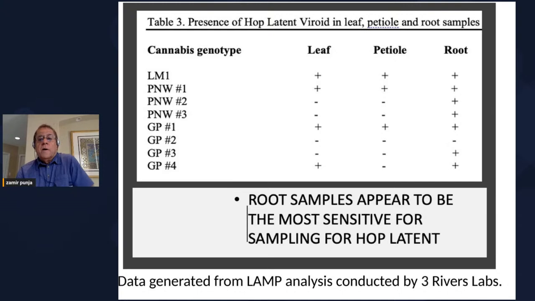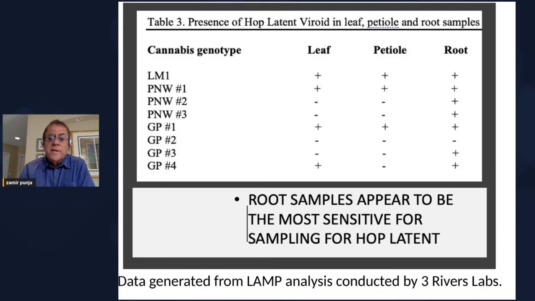So we ran a couple of analyses and we worked with a company out in our area called Three Rivers Lab, and they ran some analyses for us comparing leaf samples, petiole samples, and root samples. And as you can see in all of these samples here on the left, these various genotypes, wherever it was present, it was always found in the roots, but not always in the leaves and not always in the petioles. In other words, the root tissues seem to have a higher affinity or a likelihood of carrying this viroid more so than the leaves and the petioles. And so I just wrote down in here, root samples appear to be the most sensitive for sampling.